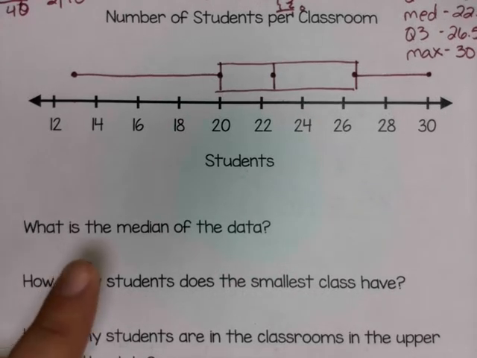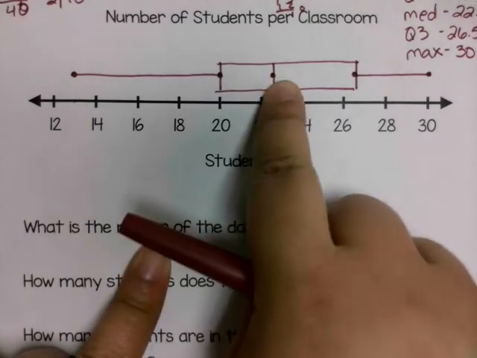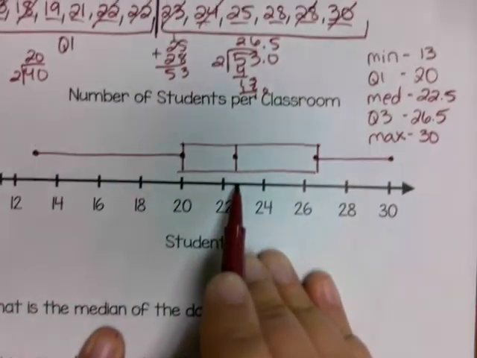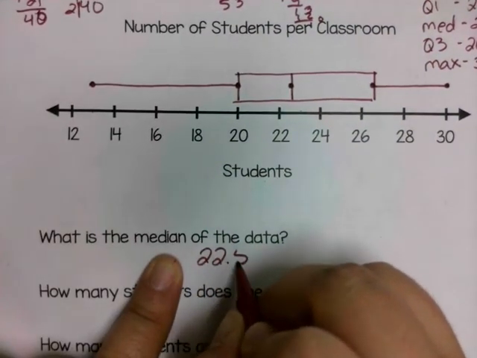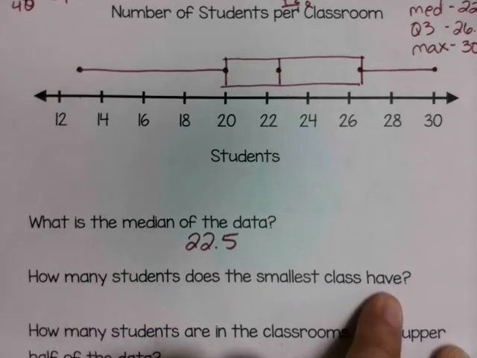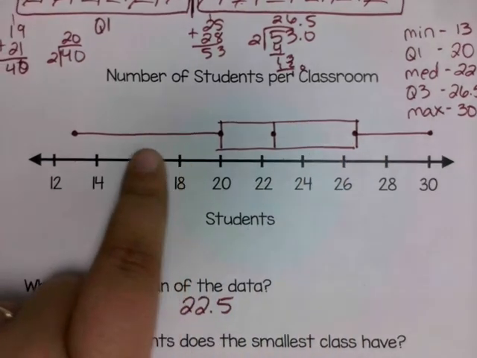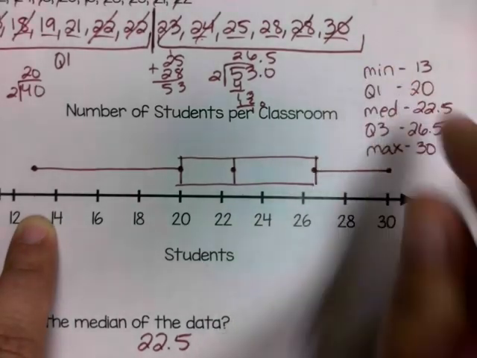All right, so what is the median? Median was the middle. Remember, middle is the middle of the box. So that was right here. It's kind of hard to tell on this number line, but we already found it. So the median was 22.5. How many students does the smallest class have? So the smallest, these are number of students per classroom. So the smallest number was this minimum, which was between 12 and 14, which was 13, which we had minimum right here.